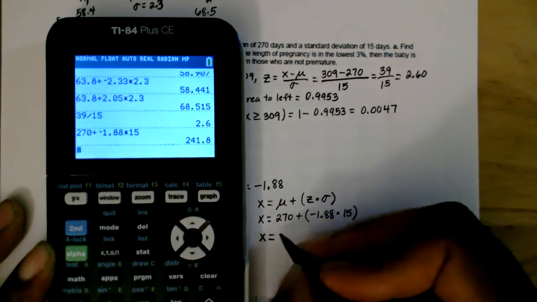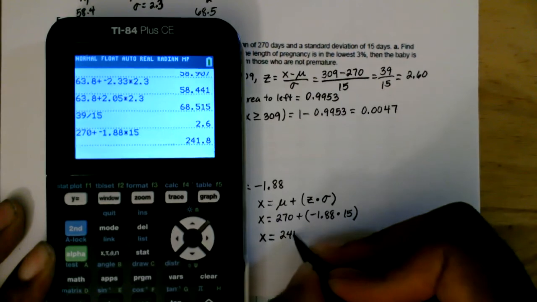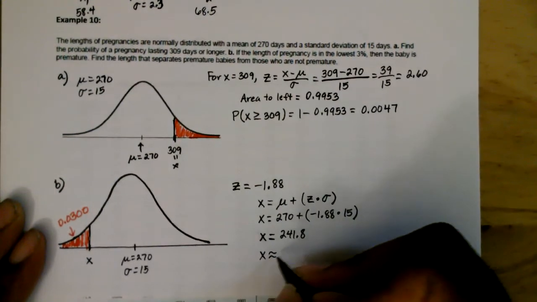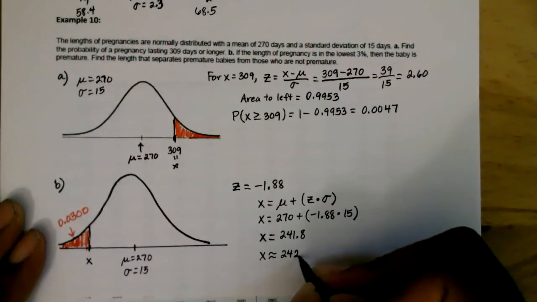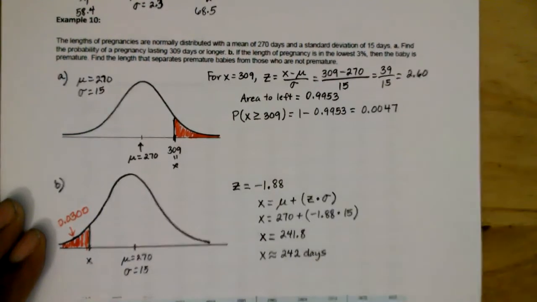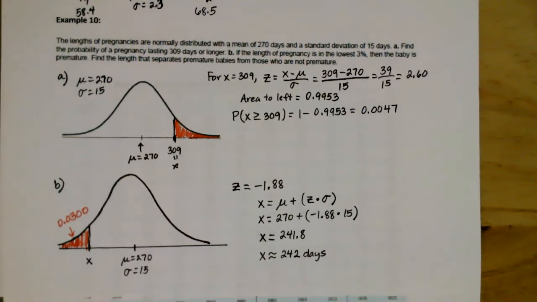Now I get 241.8. But since we're dealing with days, we're going to round this up to the nearest whole number. Has to be 242. Okay. So the length of pregnancies that separates premature babies from those who are not premature would be 242 days.